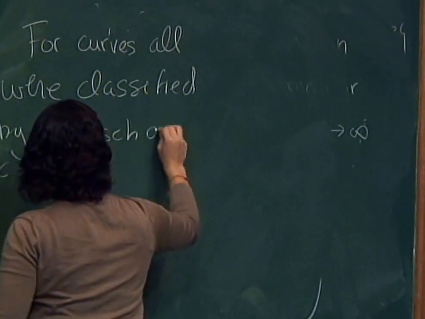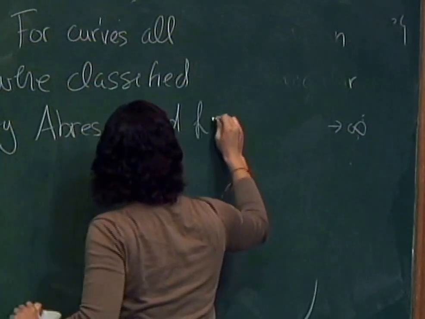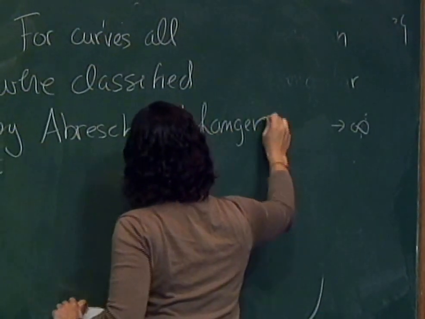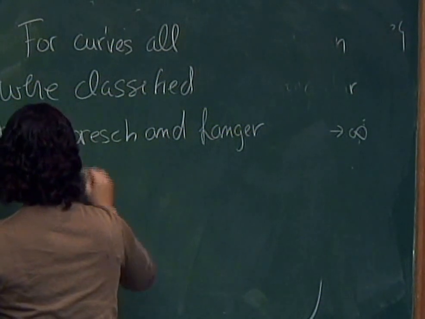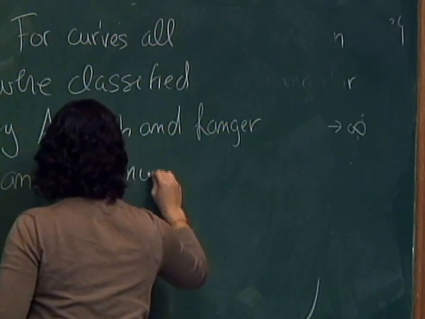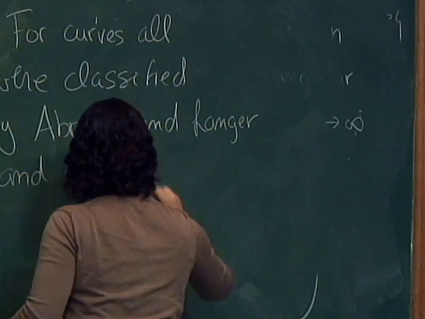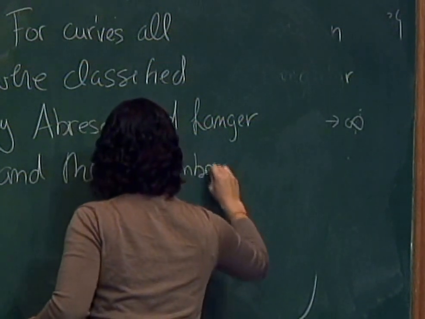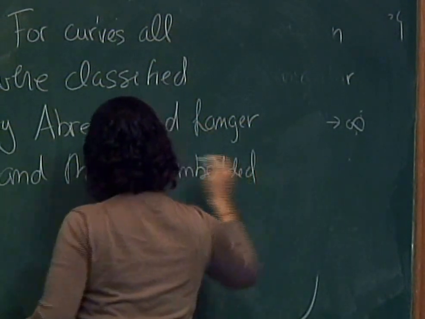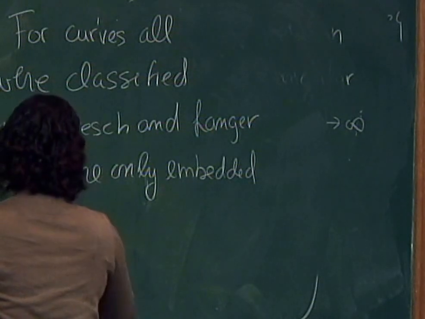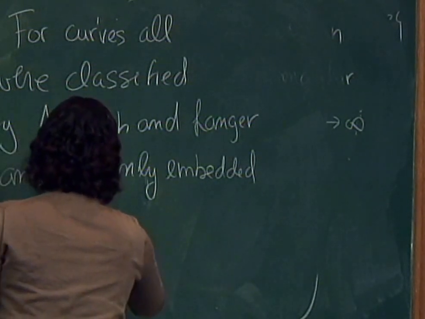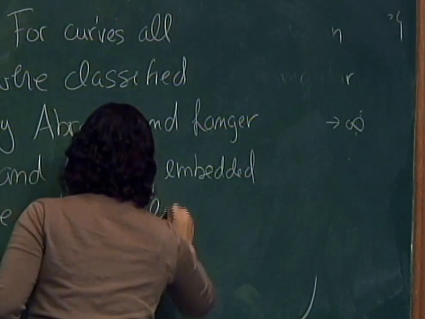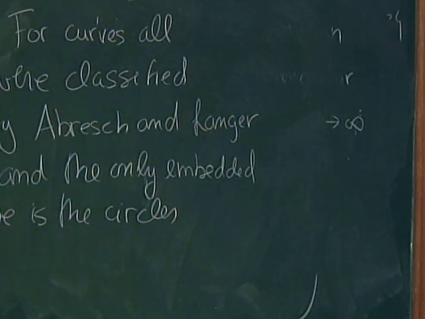Abresch and Langer. And the only embedded one is a circle. There are many, but they're not embedded. And they're nice pictures, but they're not embedded. So this is more or less what I have to say about type 1.